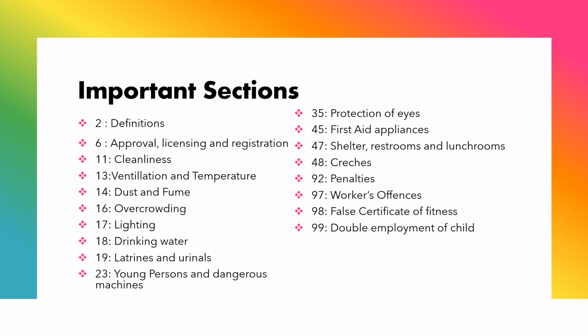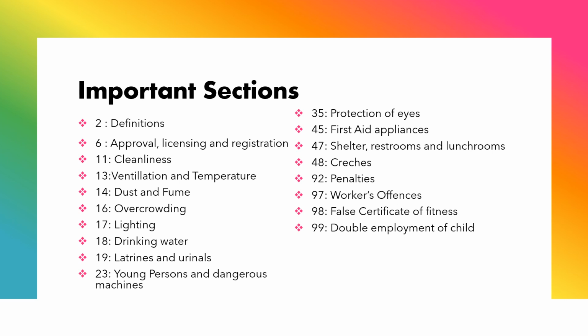Sections 11 to 20 come under the health chapter, and this includes section 11 cleanliness, section 13 ventilation and temperature, section 12 waste disposal, then section 14 dust and fume, section 16 overcrowding, section 17 lighting, then section 18 drinking water, section 19 latrines and urinals. So from section 11 to section 20, each and every provision is of utmost importance, and that is related to health. And then comes safety.